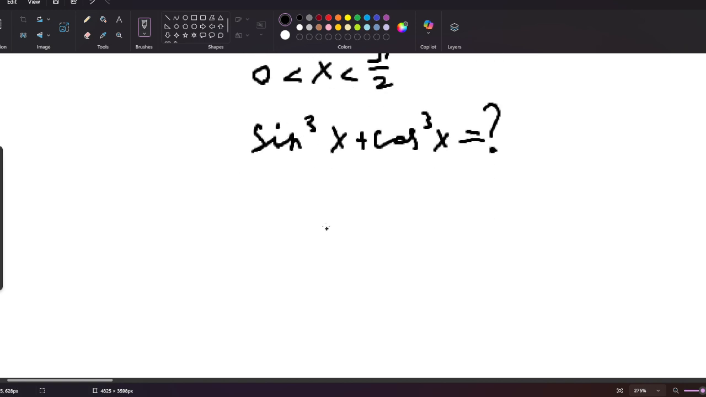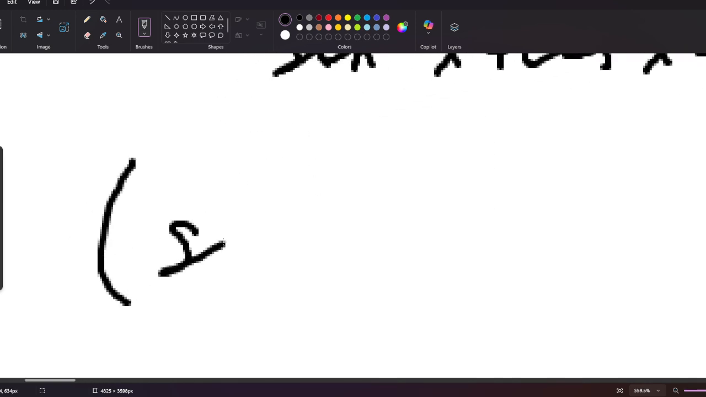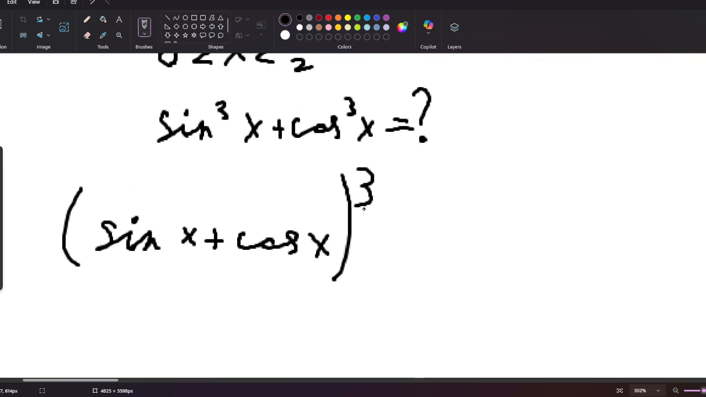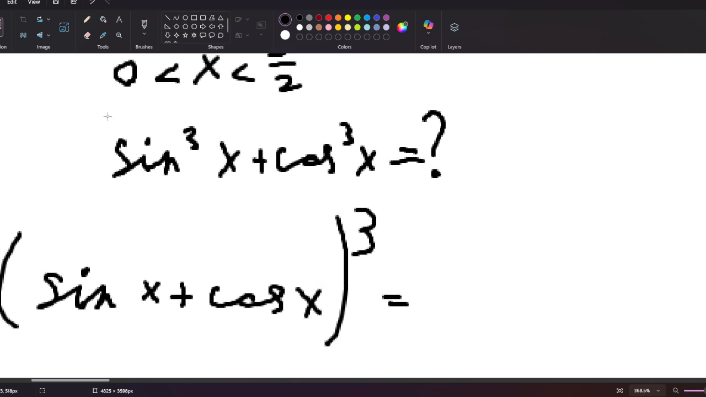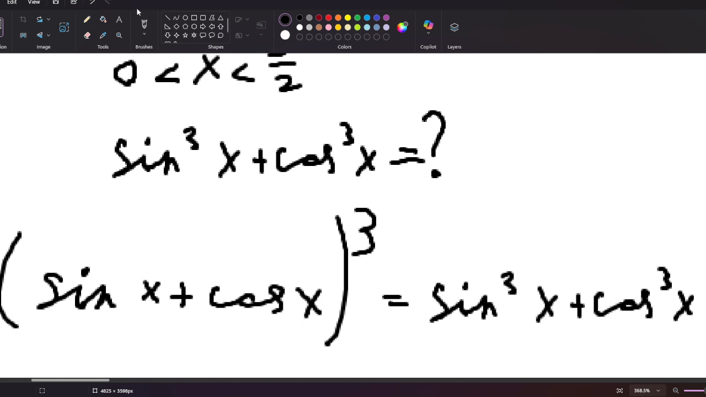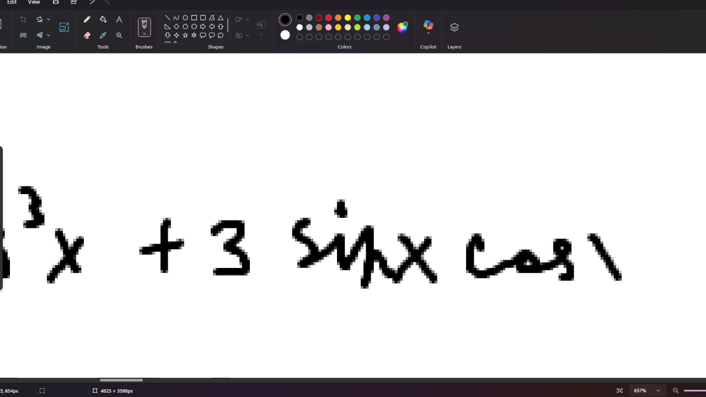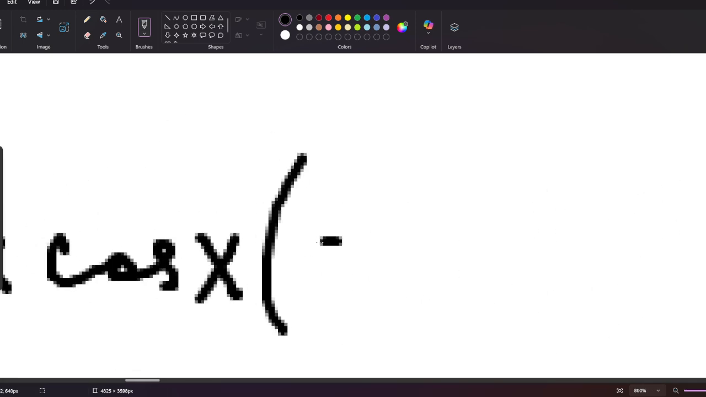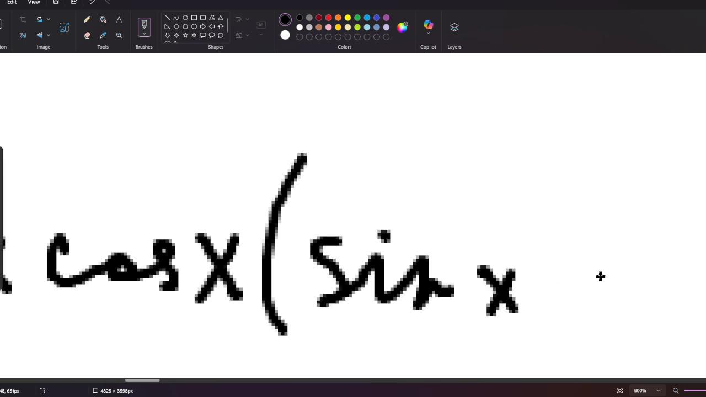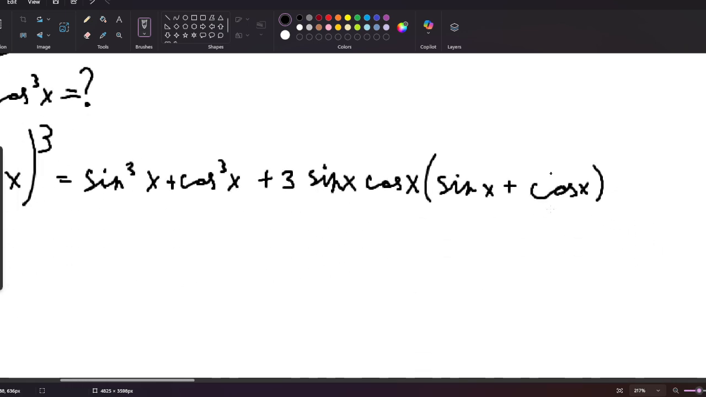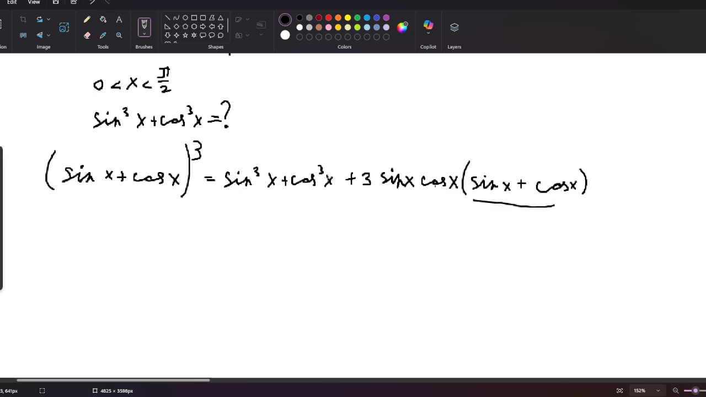Now, the way I would go about it, let's write down the expansion of the power of the sum of cosine of x and sine of x. So that's going to be just this plus 3 times the product of sine of x and cosine of x times the sum of sine of x and cosine of x. So now the problem is more about finding the product and the sum.